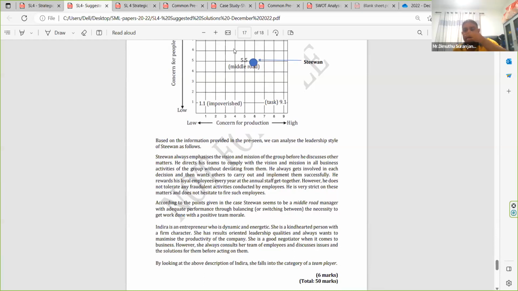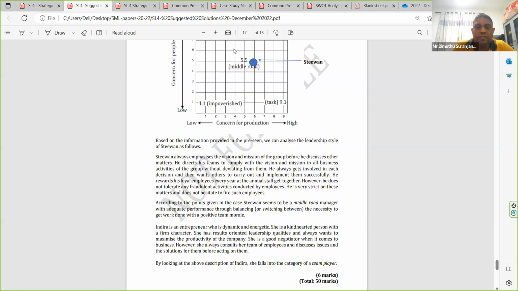A task orientation pattern. He rewards his loyal employees every year and then all staff get together. However, he does not tolerate any fraudulent activity. See, what we have read was actually extracted as it is by the examiner also. He is very strict on these matters and does not hesitate to fire such an employee.